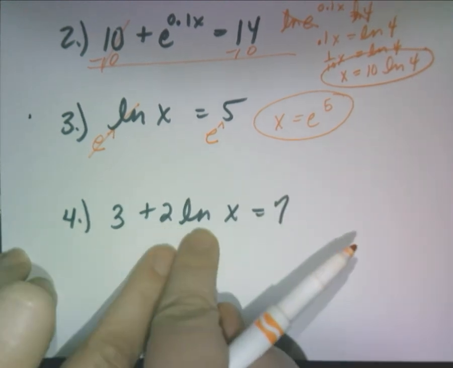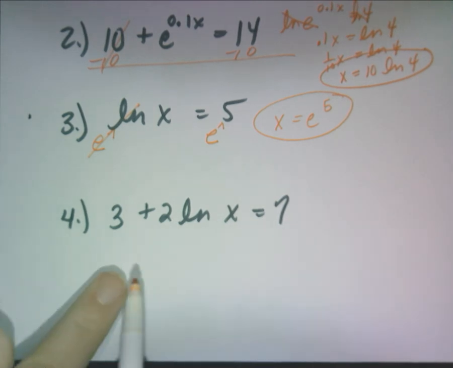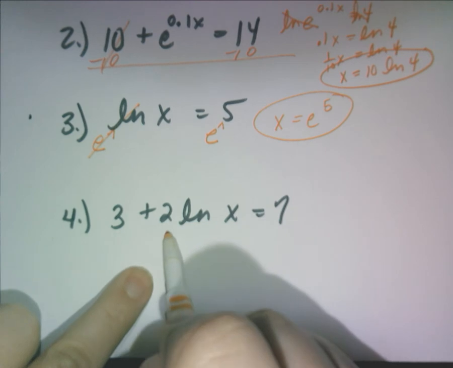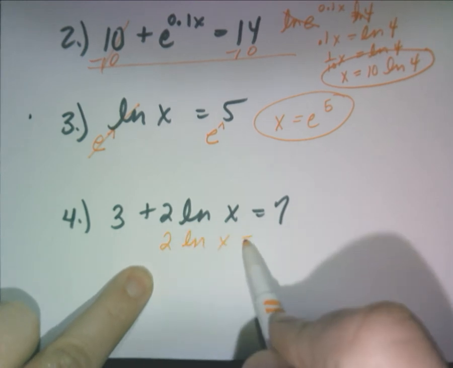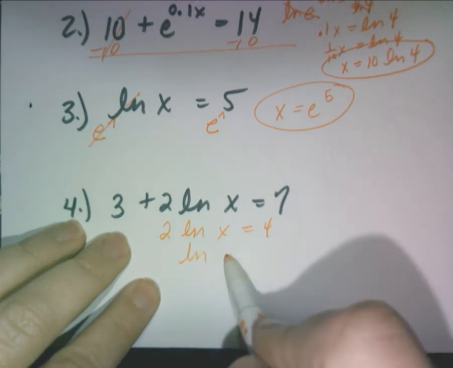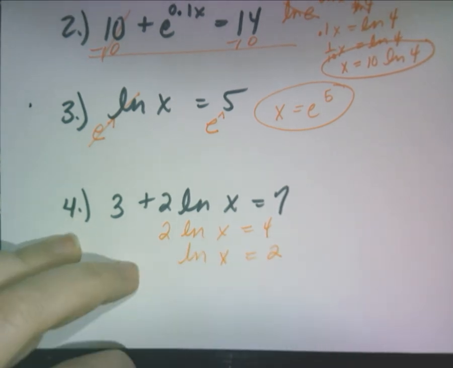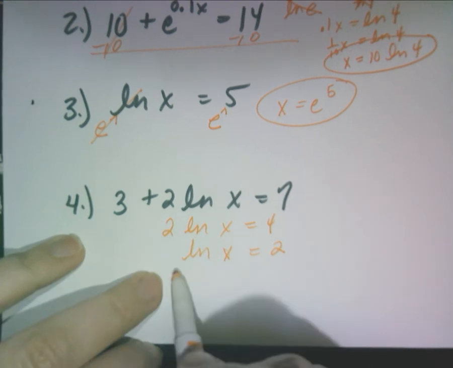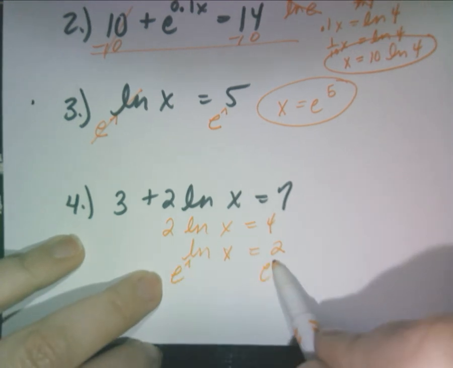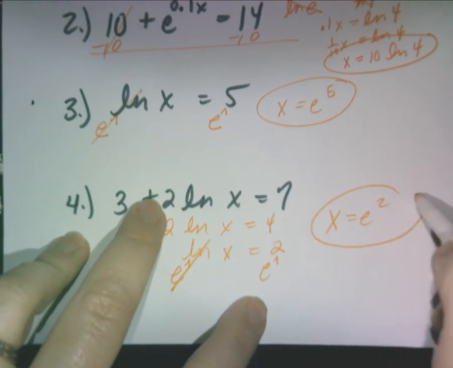All right? So we do the same thing over here. 3 plus 2 ln x equals 7. Well, first of all, try to get your ln by itself. So what would I do first? Subtract the 3 and get 4. Then do what? Divide by 2. So I get ln x equals 2. Then, once the ln is by itself, e it. E to this power, e to this power. They cancel. X equals e squared.